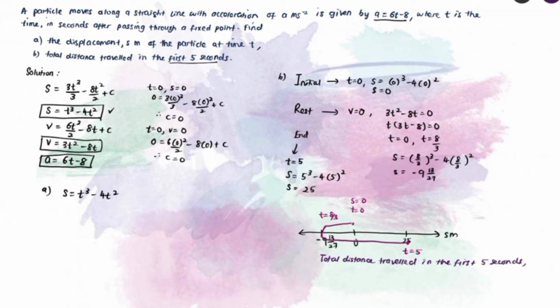So the total distance traveled in the first 5 seconds, we look at the number line. 9 13 over 27 plus 9 13 over 27 plus 25, and the answer is 43 26 over 27 meter.